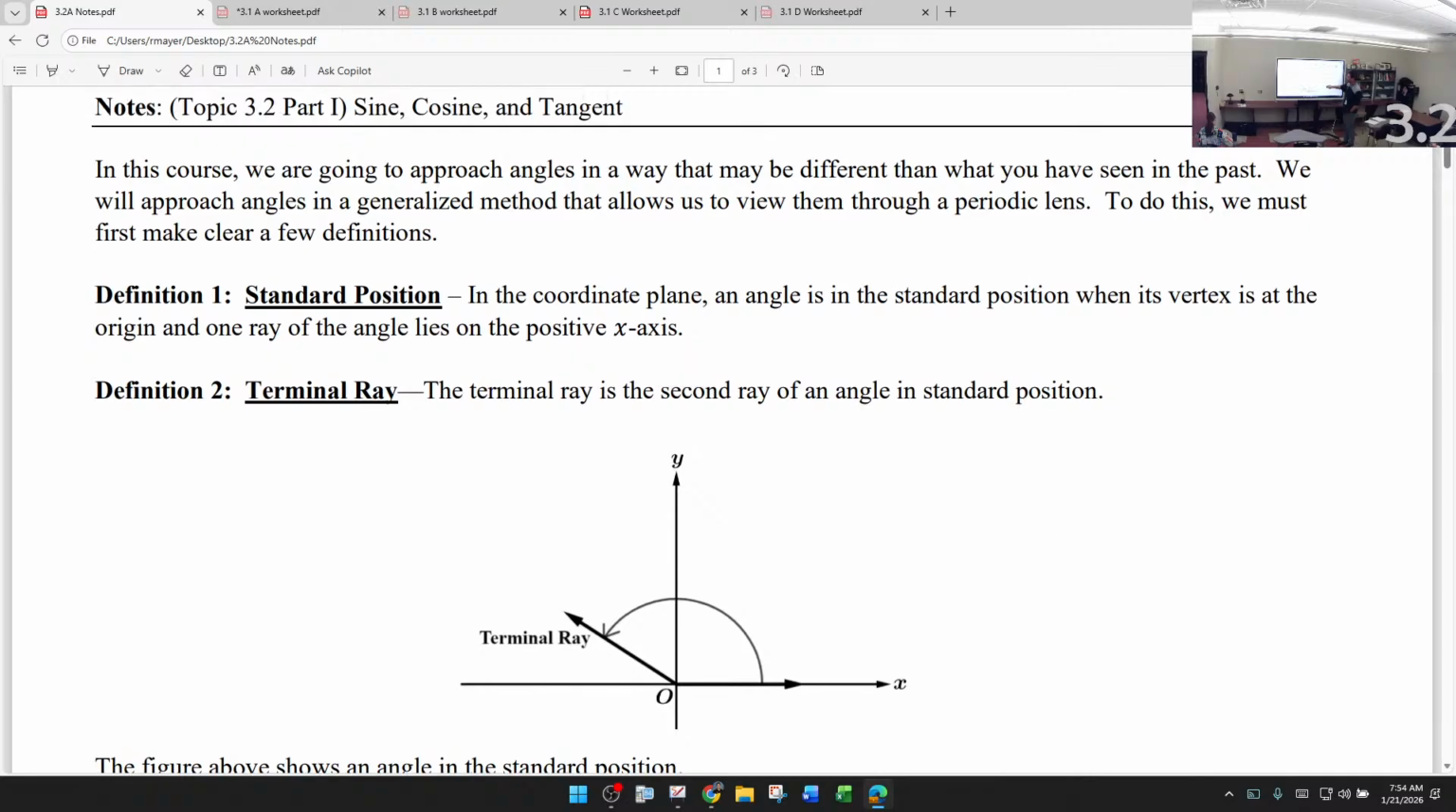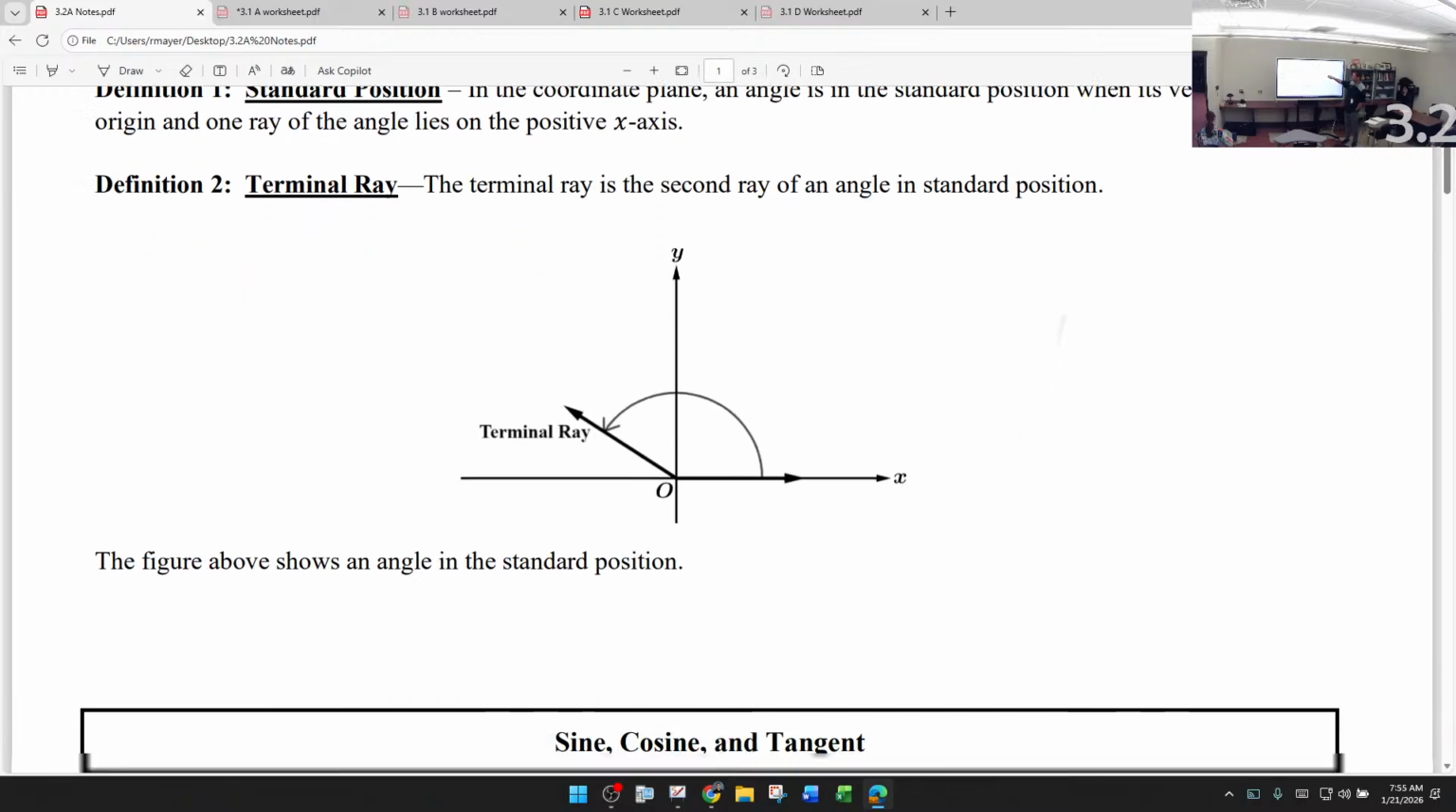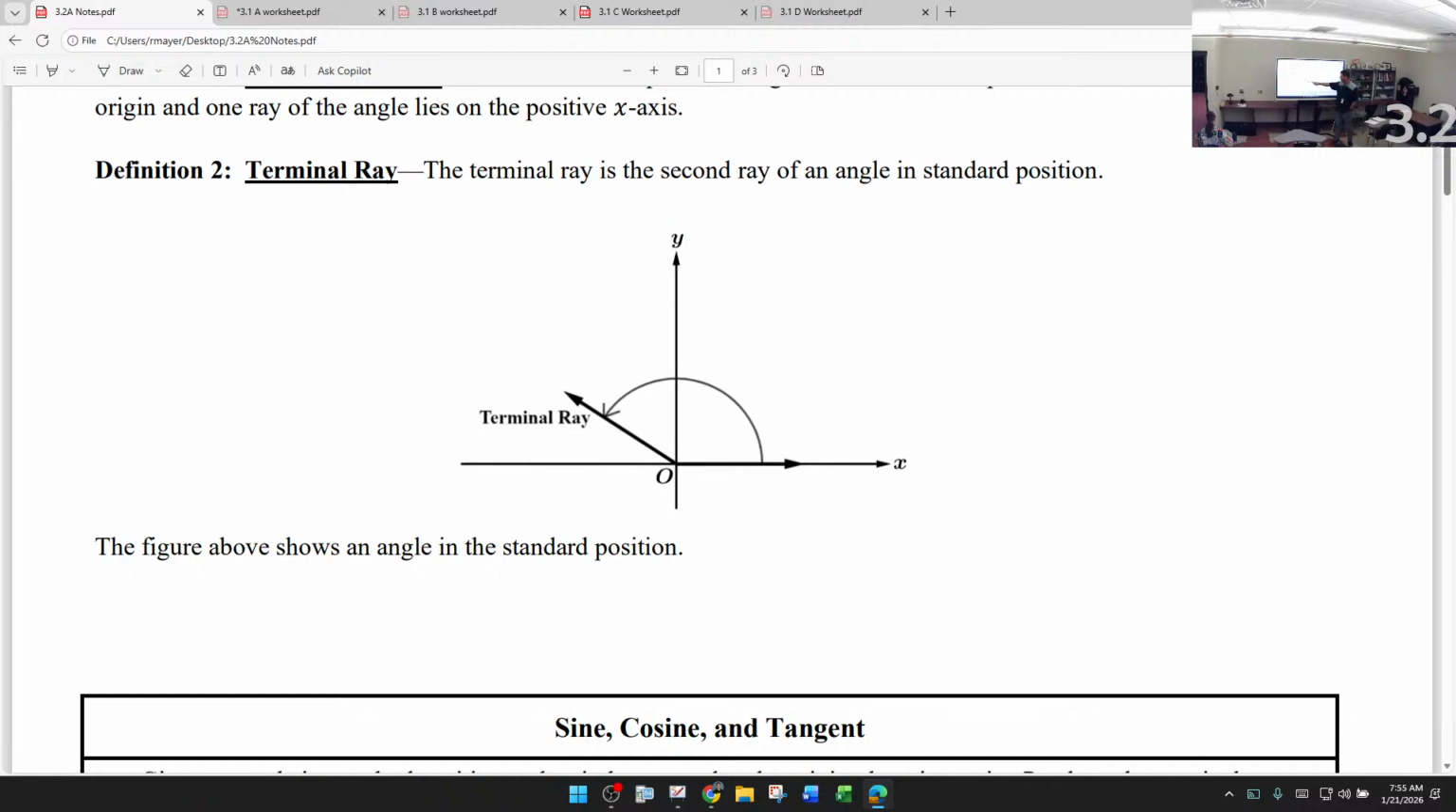Okay. In this course, we're going to approach angles in a way that may be different than what you've seen in the past. We will approach angles in a generalized method that allows us to view them through periodic lenses. To do this, we must first make clear a few definitions. One, standard position. Anytime we're talking about standard position, we're talking about on the x-axis. That is the initial position. That's where we always start. We always start at the origin and we go out the x-axis.